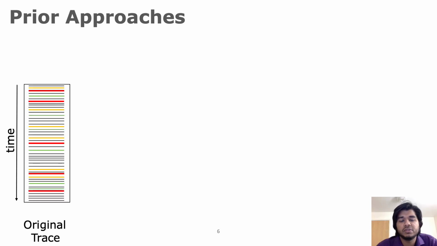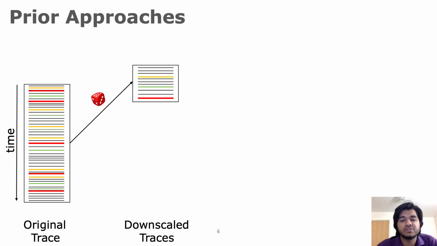In this slide, we use an alternative representation of the trace for demonstration purposes. Here, we show a trace that has different request types and request sizes. Each request is depicted with a horizontal line. We depict the different request types by using different colors and different request sizes by using different thickness of the line. The widely used approach for downscaling we are discussing here involves randomly picking requests to generate downscaled traces.